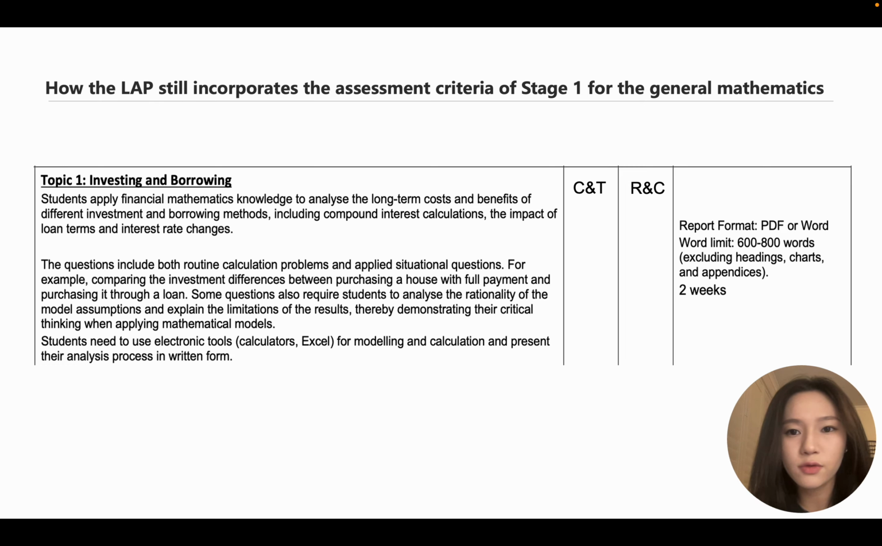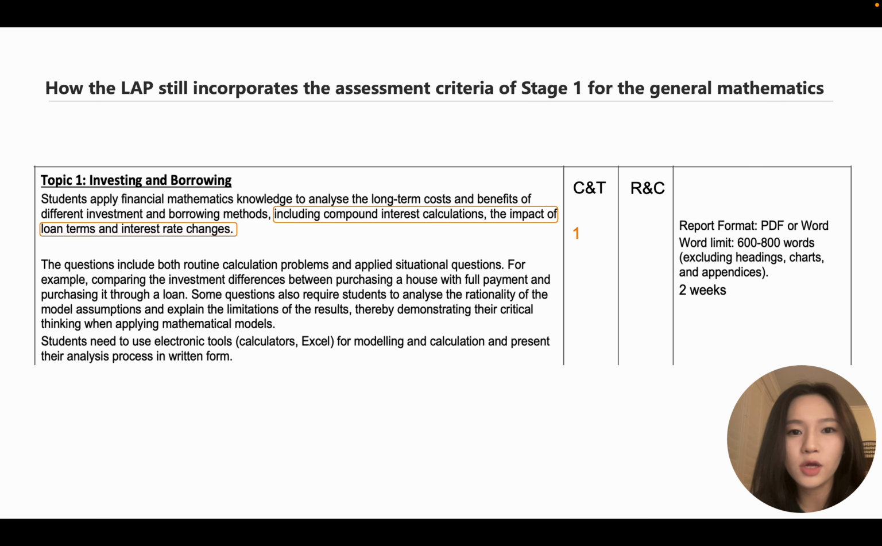I'd like to walk you through our revised learning and assessment plan for Stage 1 General Mathematics and explain how it aligns with the concepts and techniques and reasoning and communication assessment criteria. Our LAP includes 3 topics: investing and borrowing, statistical investigation, and measurement. In topic 1, students analyze real financial situations such as loan repayments and compound interest. They write a short report using calculators or Excel to model the repayment system and the long-term financial effects.